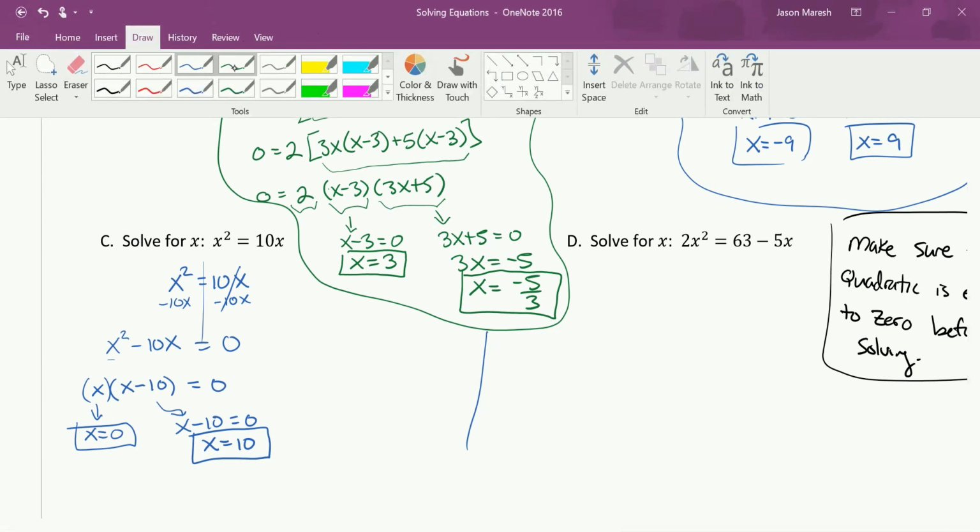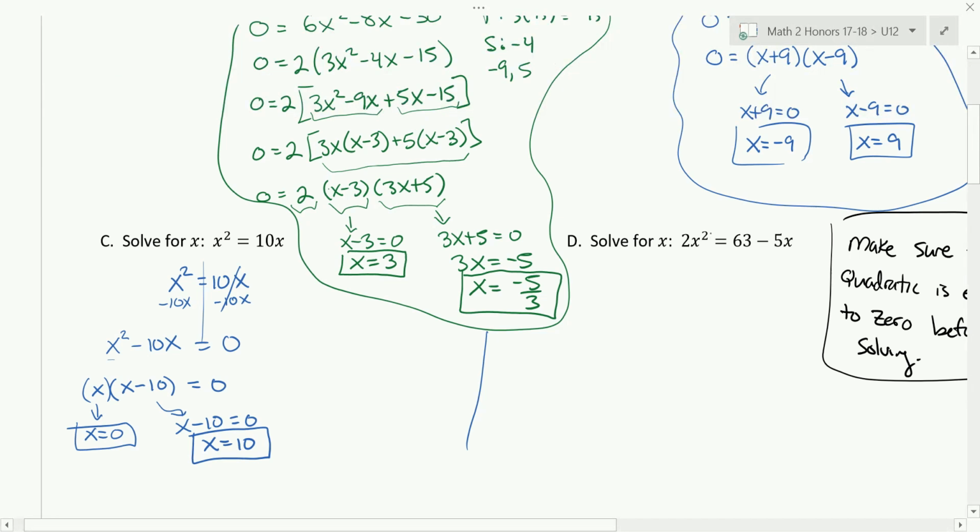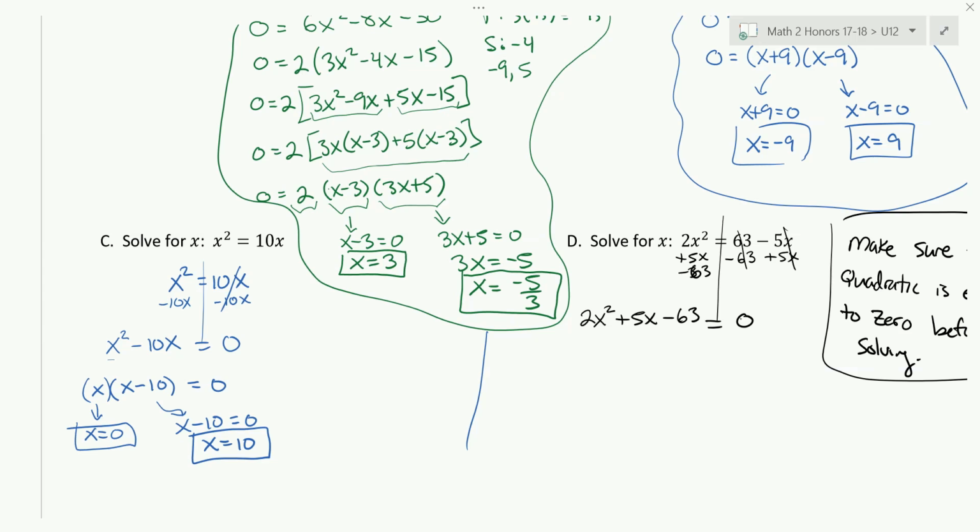Last one, part D, that I'm going to do with you. Again, I want to make one side equal to 0, so I'm going to subtract 63 from both sides, and I'm going to add 5x to both sides. So we get 0 on the right-hand side, and on the left-hand side we get 2x squared plus 5x minus 63 is equal to 0. Think that thing's going to factor? Why don't you try it? I'm going to pause here, see if it factors. If it doesn't factor, then pick another method.